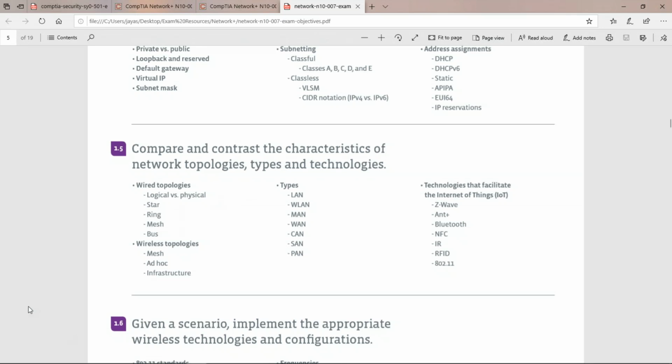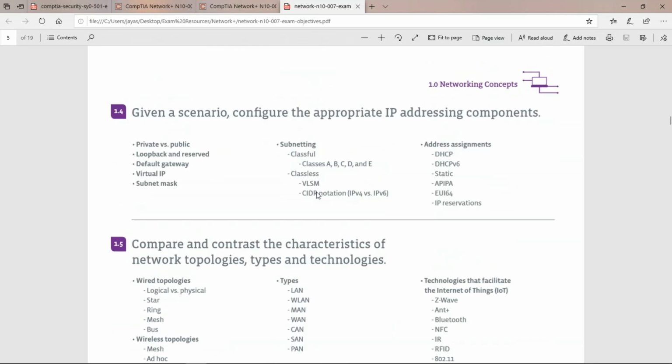Subnetting. There's plenty of subnetting material out there. By the way, you're not going to see a lot of subnetting on Net Plus. On Cisco, you're going to see more than on Net Plus, but it's not a lot of it. Just make sure you get the basics, and you'll be fine on Net Plus.